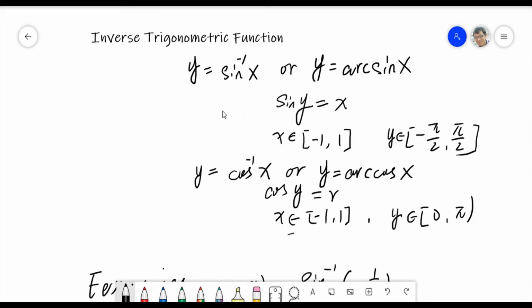When we call it an inverse function, x and y exchange, and their domains change as well. So look here: x is a number, the result. So x belongs to -1 to 1, in brackets, so it includes -1 and 1. And y belongs to the angles, in radians, from -pi/2 to pi/2.